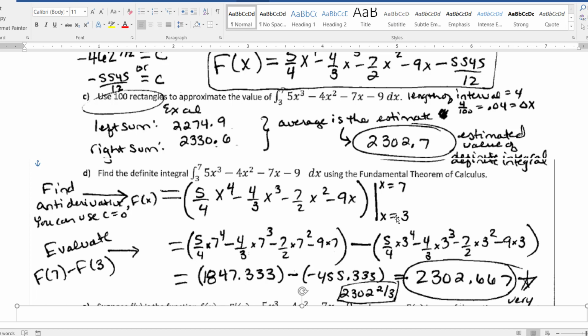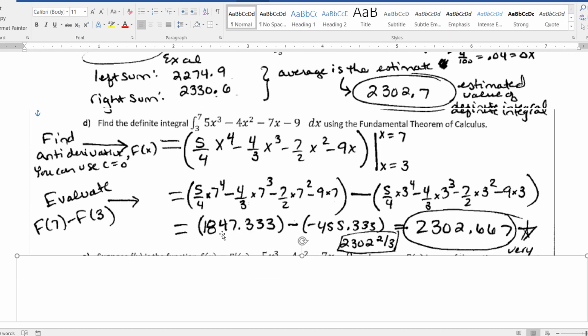I then evaluate that antiderivative function at x equals 3 and x equals 7. So here it is evaluated at 7. Minus, here it is evaluated at 3, and you subtract the two to see how much that antiderivative function increased or decreased on that interval. Evaluated at 7, you'll get 1847.333 minus it evaluated at 3, which is negative 455.333. When you subtract the two, you get 2302.667. So it's really 2302 and 2/3 if you calculated it exactly. That's pretty close to what we found in part C when we used 100 rectangles.